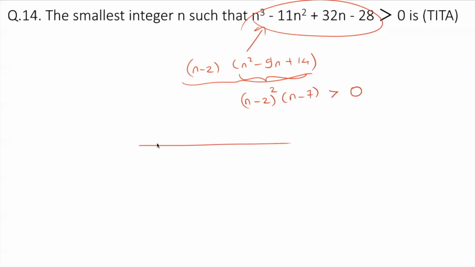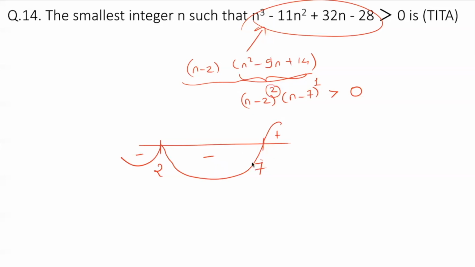Now we use something called the wavy curve method, where we plot the roots 2 and 7, and we observe that beyond the value 7, the equation is always positive. Between 2 and 7, the equation is always negative. You can take any value and check. Otherwise, you can observe that the power of n minus 7 is an odd power, so there is sign change. At n is equal to 2, the power is even, so there is no sign change. The equation will still be negative.